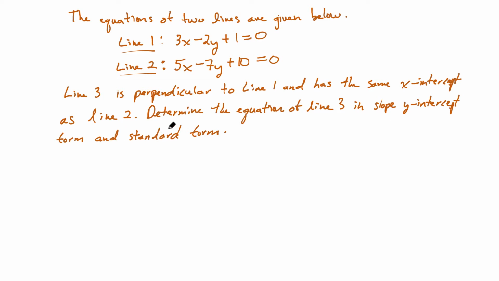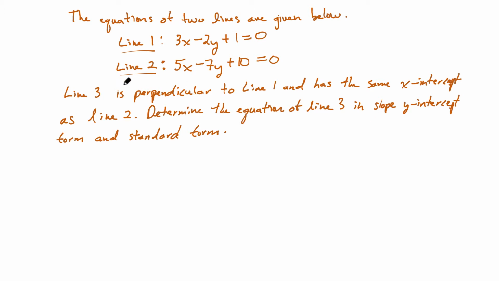So in order to solve this question, it's easiest first to write the equation of our line in slope y-intercept form. In order to write the equation of a line in slope y-intercept form, we need to know both the slope and the y-intercept. So let's think about how to do that.